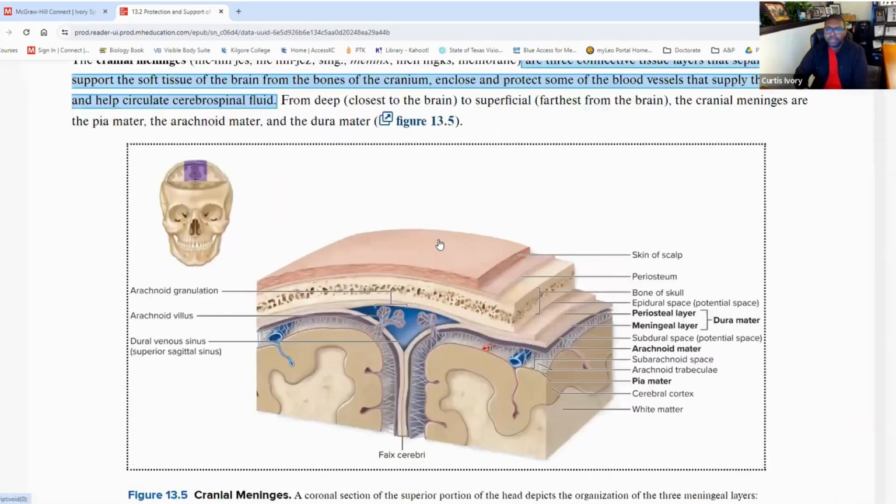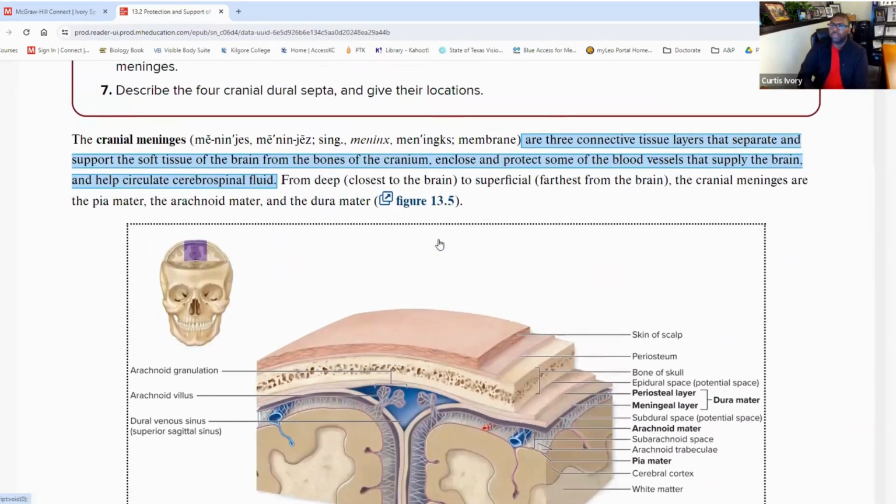So the meninges. You may have heard of something called meningitis. If you take those words apart, the first part, the prefix, would be meninges, and then that last part would be itis. Itis always means inflammation. So literally, this is inflammation of the meninges.